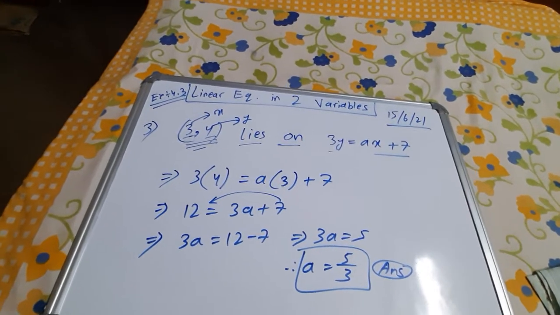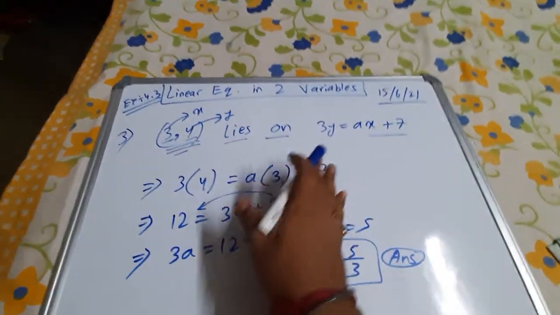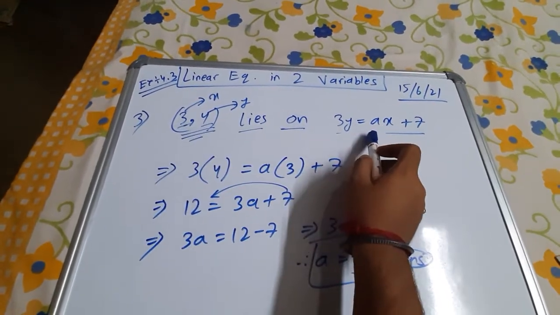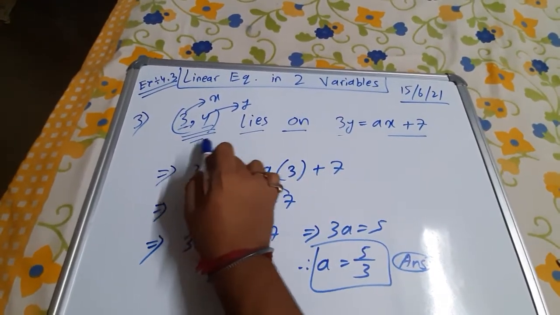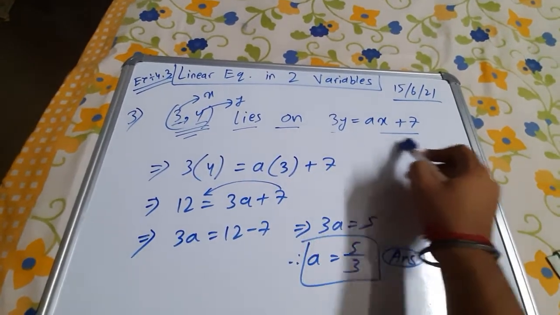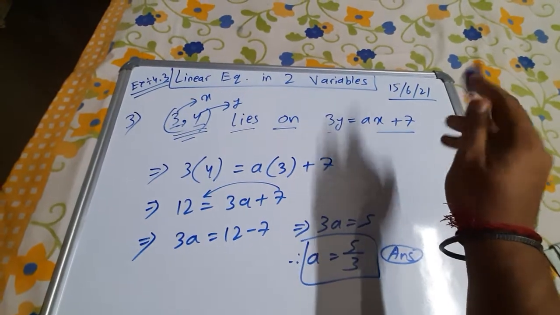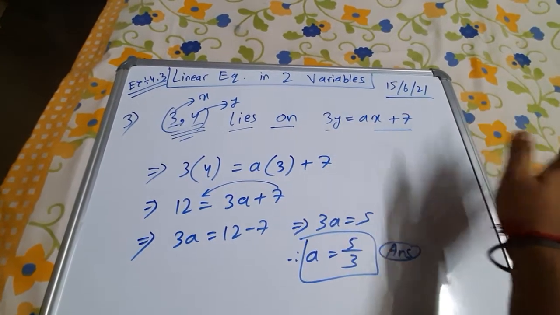This is a simple trick to know about linear equations: if any point lies on any line, you can put the x and y values of that point in place of x and y in the equation of that line. Every time remember this. This is a very short trick, don't confuse this one.